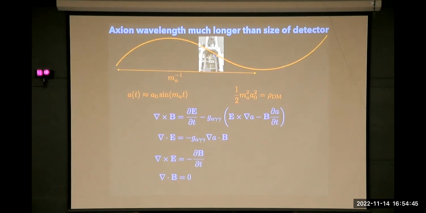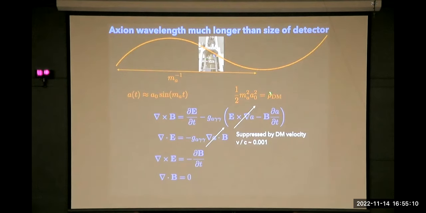So we want to write down Maxwell's equations in vacuum, except for the presence of axion dark matter. You might recognize these equations, except for a few new terms, which involve my classical axion field, which you should just think of as a harmonic oscillator solution. So it's oscillating at the frequency of the axion mass with an amplitude which is set by the requirement that the axion make up the dark matter.